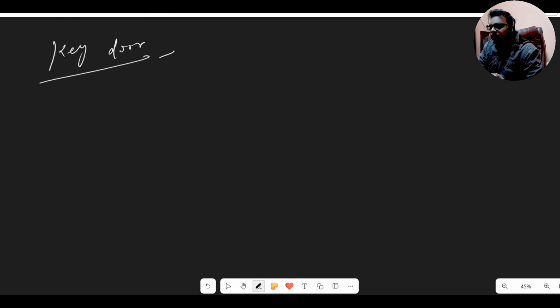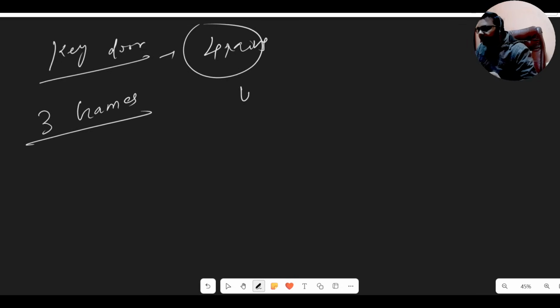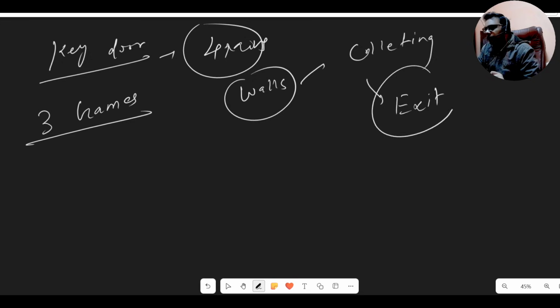Apart from this, you will also get the key door game. For the key door game as well, you will get a 4 minutes timer. You need to solve 3 key door games in which you cannot see the walls. Without seeing the walls, you need to collect the key, and after collecting the key you need to go to the exit point. Again, I have made a full video on how to solve this, which you will get in the free preparation series.